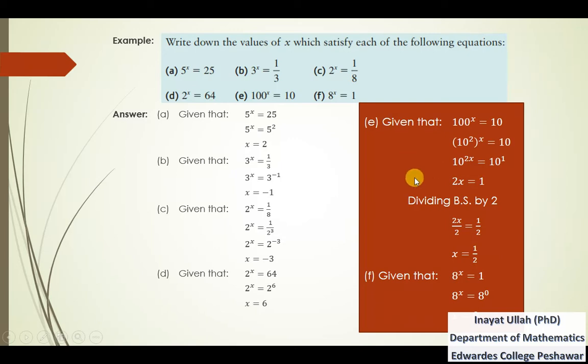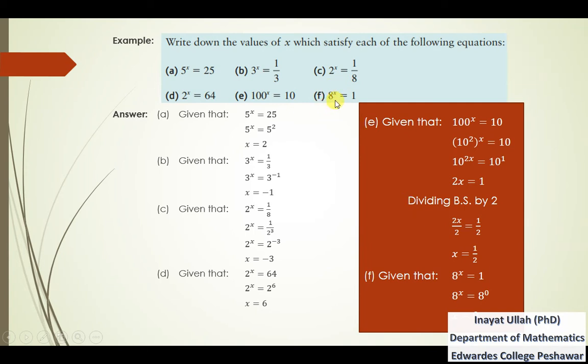Now that is part number E. 100 power x is equal to 10. 100 can be written as 10 square, and 10 square whole power x can be written as 10 power 2x. Again these two bases are same, so 2x is equal to 1. But we are in search of the value of x, so divide this equation on both sides by 2. Cancelling this 2, we will get x is equal to 1 by 2 is the solution of part number E.